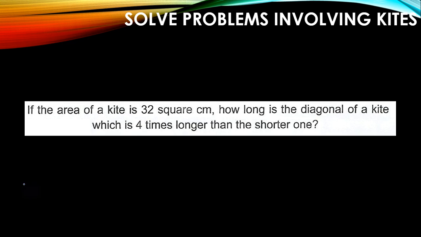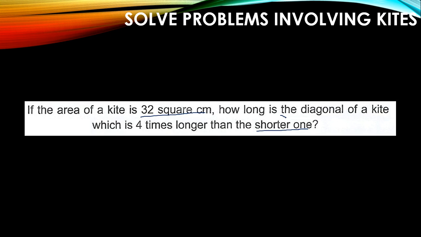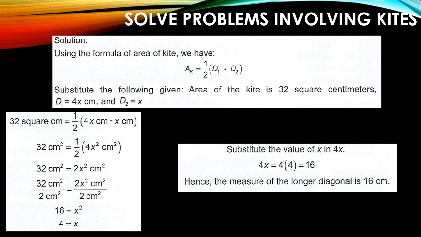So the first given is the area of the kite, which is 32 square centimeters. The diagonals of the kite are what we need to find, the shorter diagonal and the longer diagonal. So let's assume that the shorter one is x, and 4 times longer than the shorter one represents the 4x. Okay, so here is the discussion of the solution based on the problem.